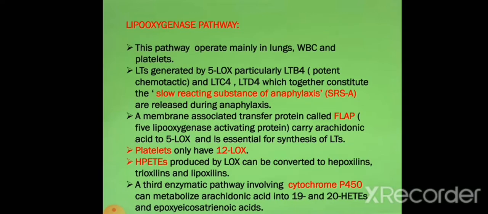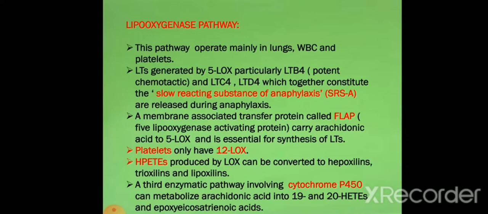The next is the lipoxygenase pathway. This pathway operates mainly in lungs, WBC, and platelets. The leukotrienes generated by 5-LOX are LTB4, LTC4, and LTD4. This LTB4 is known as a potent chemotactic. Chemotactic means they are the substances that stimulate cellular locomotion or migration.